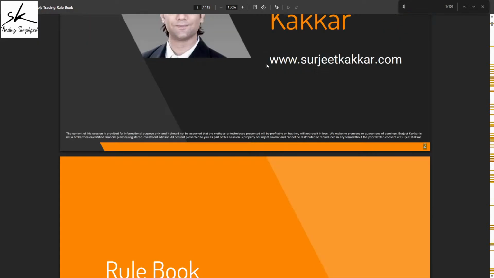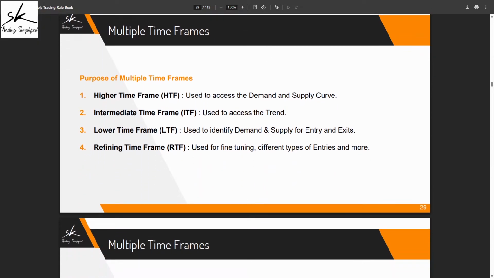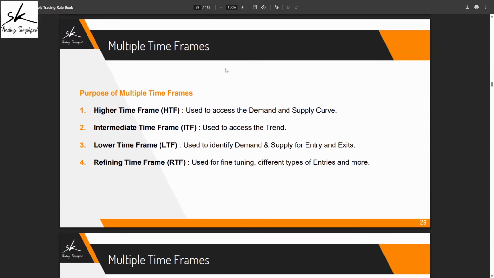So if you go to page number 28 in the rule book, we start with the topic, which is multiple time frame analysis, because demand supply methodology is not based on a single time frame. Demand supply methodology is based on multiple time frame analysis. So what are the multiple time frames we use? We use a minimum of 4 different time frames, and we call them the higher time frame HTF, intermediate time frame ITF, lower time frame LTF, and the refining time frame RTF.